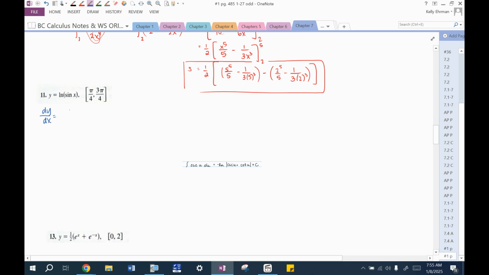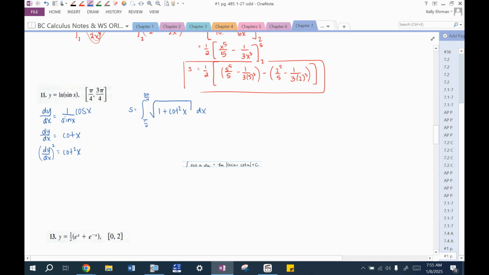The derivative of a natural log is 1 over the thing in the natural log times the derivative of that thing. So the derivative of sine is cosine. And that means that dy/dx is actually just cotangent x. And we're going to have cotangent squared. So (dy/dx) squared will be cotangent squared x. And arc length will be the integral from pi over 4 to 3 pi over 4 of the square root of 1 plus cotangent squared x dx.